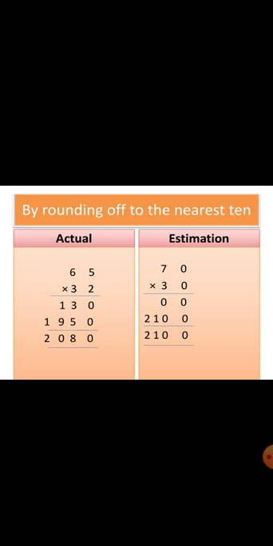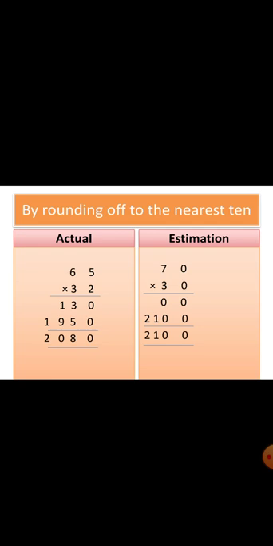So the first topic is we'll round off the numbers to the nearest 10 and we'll find the estimation product. The question is 65 into 32. So the same way as we did multiplication of 2-digit numbers, first we'll multiply with 2 and then with 30. Then we'll find the product. It is 2080. Now let us start the estimation product.